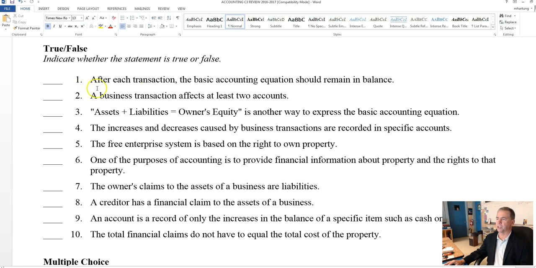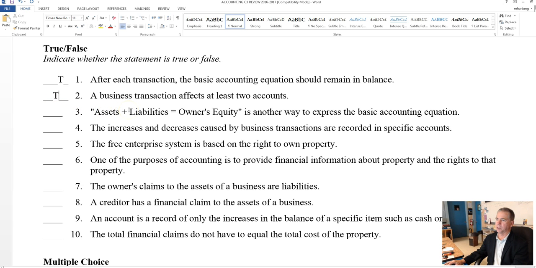After each transaction, the basic accounting equation should remain in balance. That is true. A business transaction affects at least 2 accounts. That is true. It could be 3 or 4. Never 1. Always at least 2.